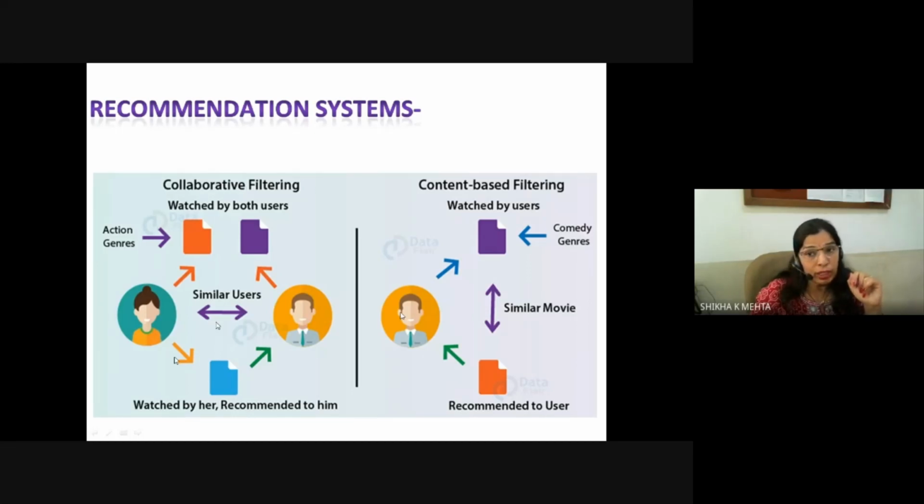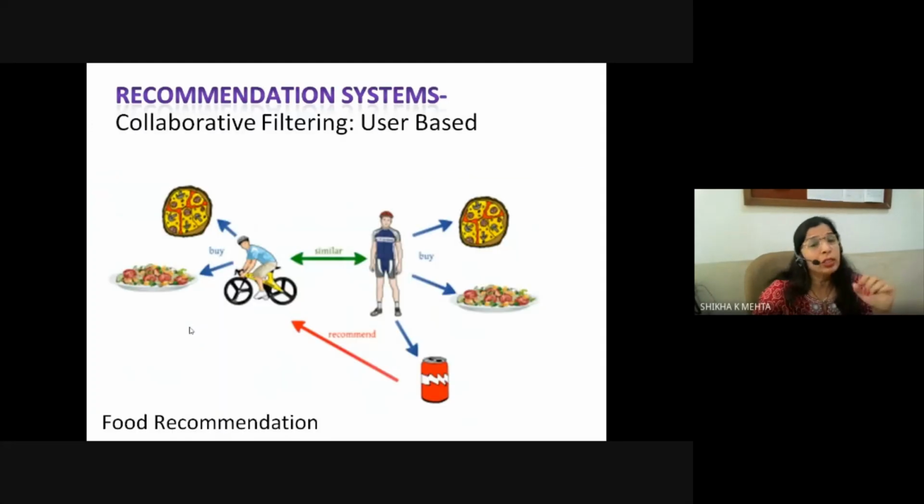When we talk about content-based filtering, a person was watching movies that belong to the comedy genre. Then there was a new movie on Netflix that belonged to this particular comedy genre, and that was recommended to us. So here it was the content that was used to find the similarity, and in collaborative filtering the similarity was found based on user behavior. Then in collaborative filtering, again we have user-based collaborative filtering and item-based collaborative filtering.